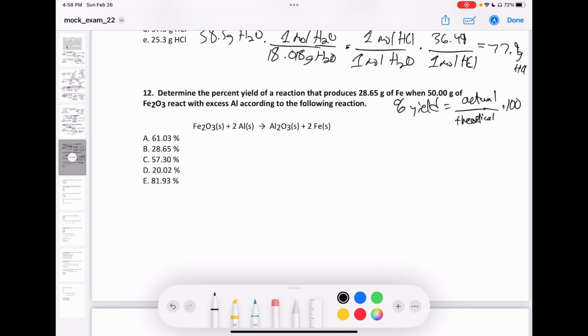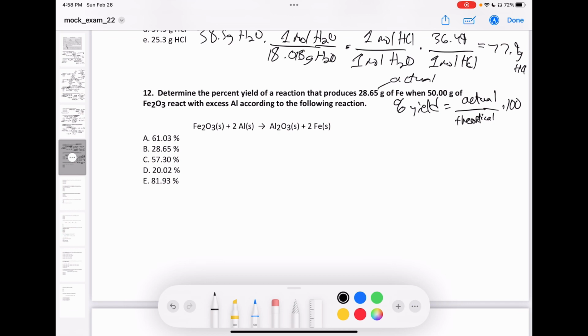Okay, so we know that this is the actual, and we just need to find the theoretical, which is just following through with stoichiometry from amount of reactant to amount of product, and that'll give us the amount that we would theoretically create in product if everything was perfect and every reactant was used up in its entirety.